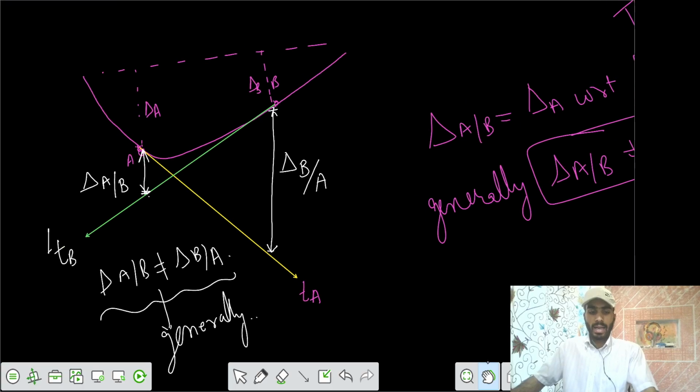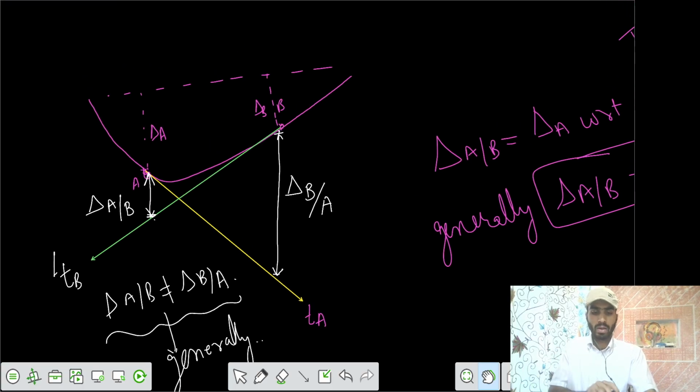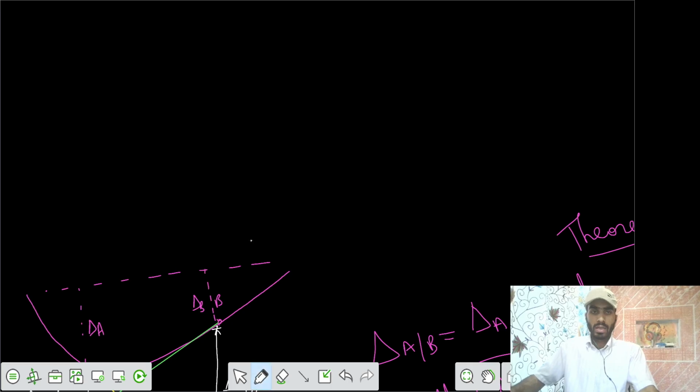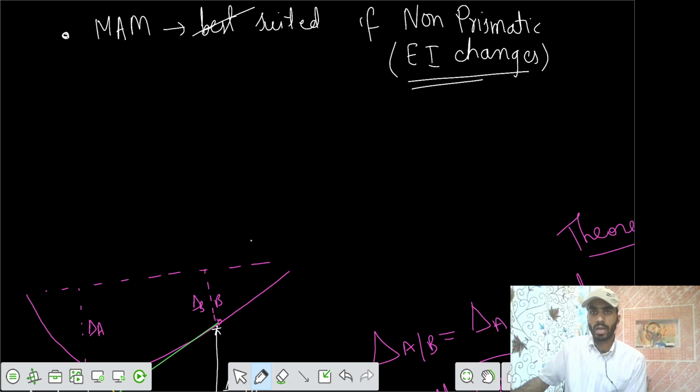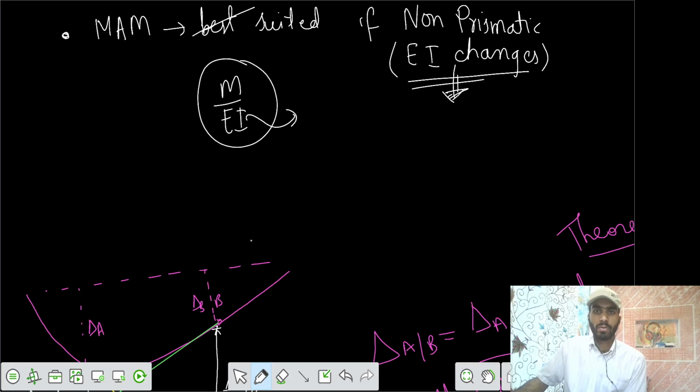So let's have the problem. We can take problem number 1 on this method, and you have to remember that this moment area method is best suited, and can be used, if EI changes. That means if the member is non-prismatic, E and I change along the length, then you can use this method also, because it accounts for M by EI. So your diagram includes E and I, and their effect is also contributed there.